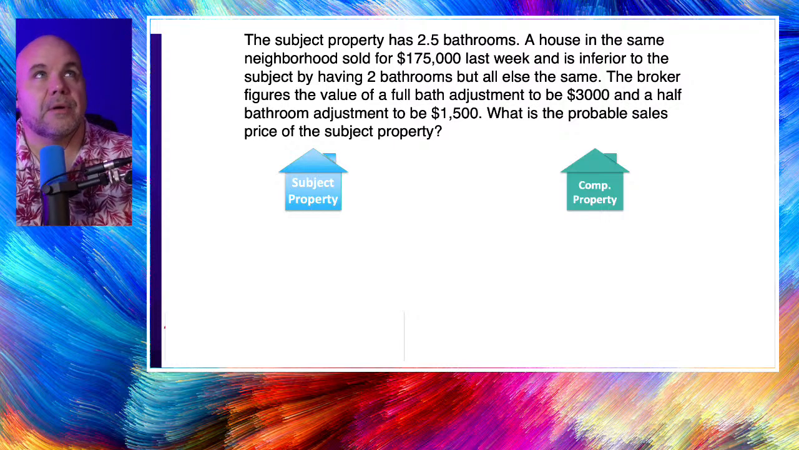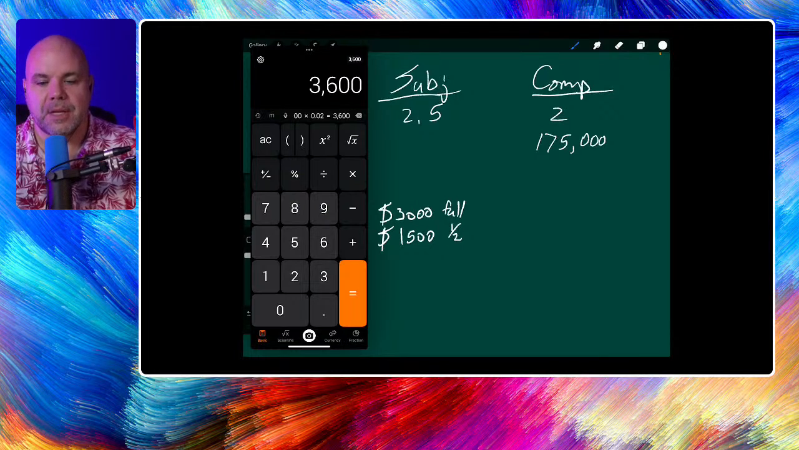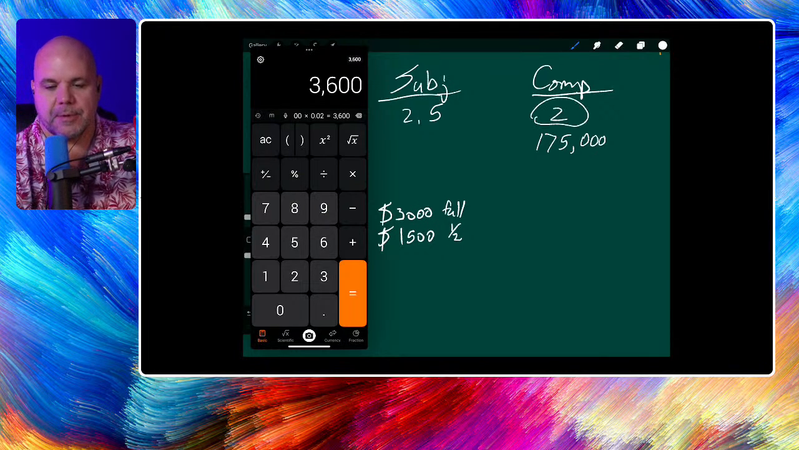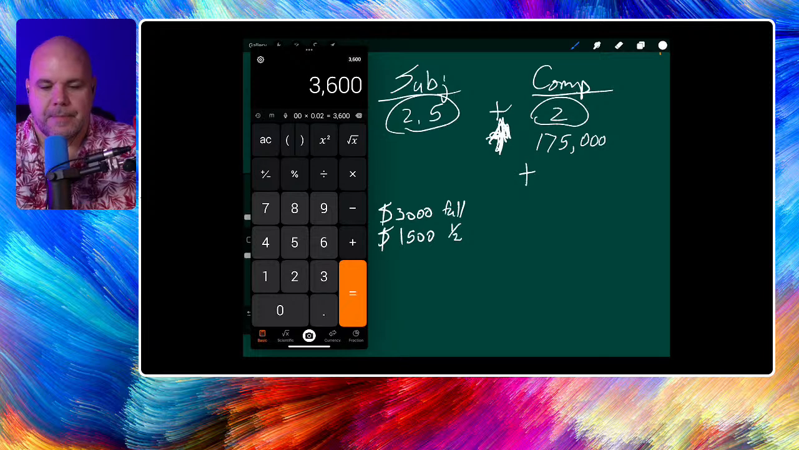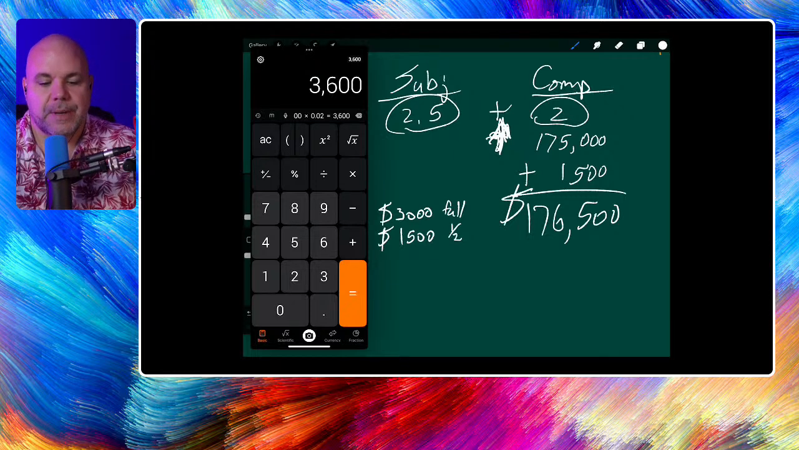All right. So here are our columns. Write it all out there. Now what do we need to do? We need to get this comparable and add a half bath to it. So we need to add. Because it is currently inferior, we need to make it equal. So we're going to add, but which number? We need to add a half bath's worth. We need to add 1,500. So everything else being the same, the comparable would have sold if it had 2.5 instead of only 2 baths, for 176.5. We good? All right.